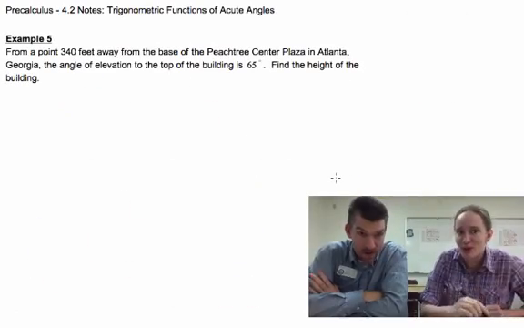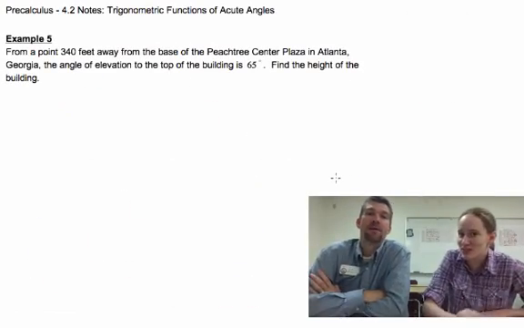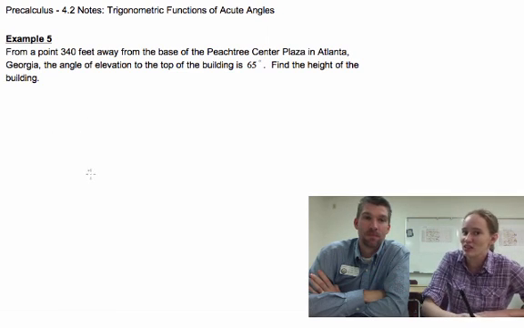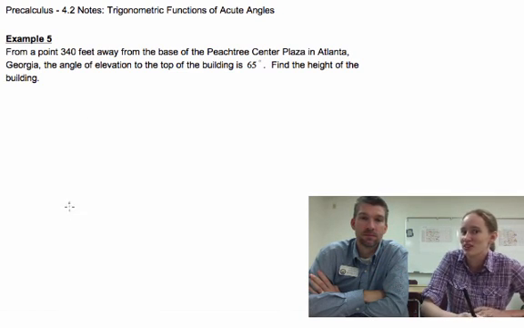Example 5. Find a point 340 feet away from the base of the Peachtree Center Plaza in Atlanta, Georgia. The angle of elevation to the top of the building is 65 degrees. Find the height of the building.